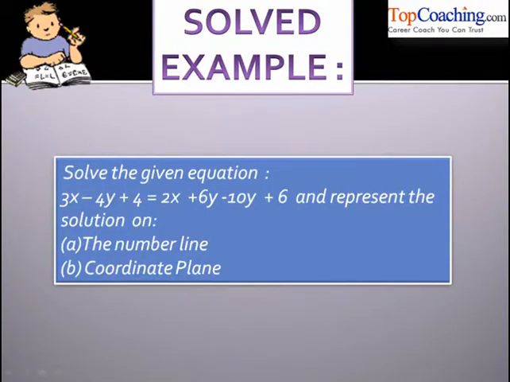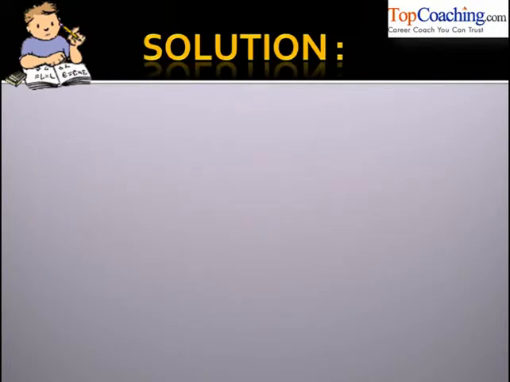Let's solve this problem. It says: solve the given equation 3x minus 4y plus 4 is equal to 2x plus 6y minus 10y plus 6, and represent the solution on the number line and the coordinate plane. So in this problem, we have been given an equation and we have to represent this equation on the number line and on the coordinate plane. So let's look at the solution of this.